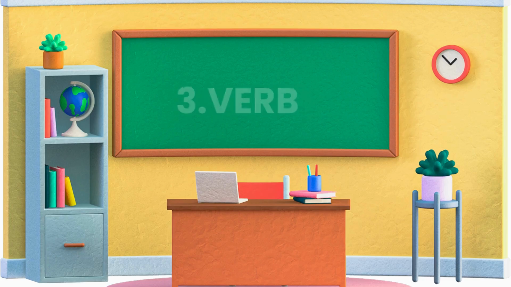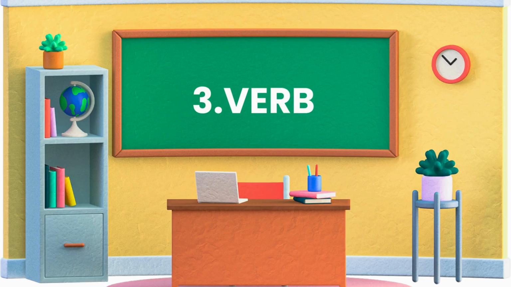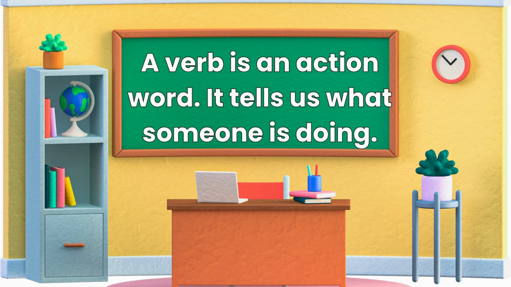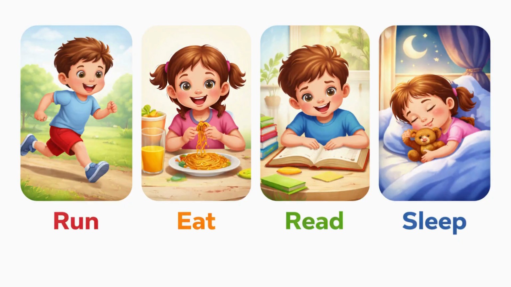Third one, verb. A verb is an action word. It tells us what someone is doing. Example: run, eat, read, sleep. Example of sentence: I run fast.